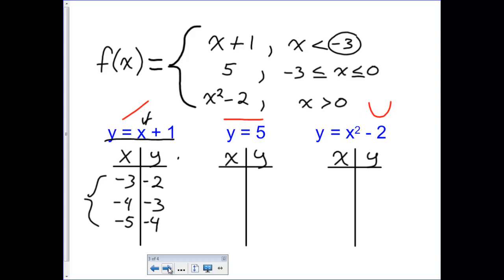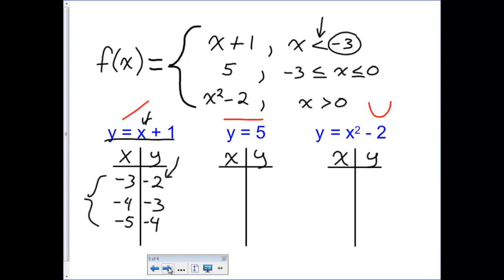But this first point was created using the -3, and I'm supposed to pick points that are less than -3. So my first point on the graph is actually going to be an open circle because it's not equal to -3.